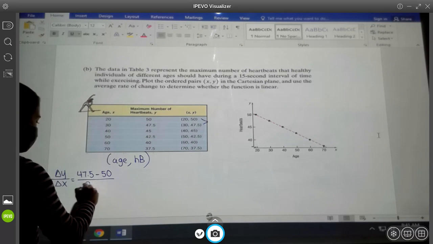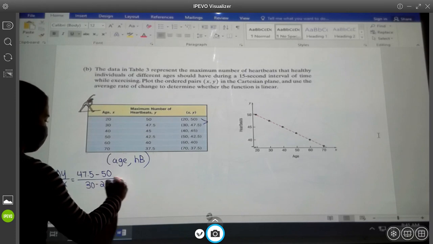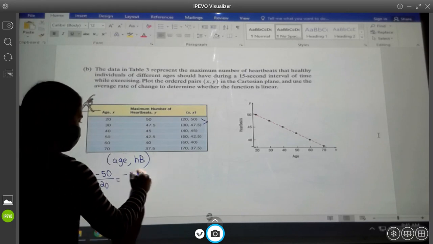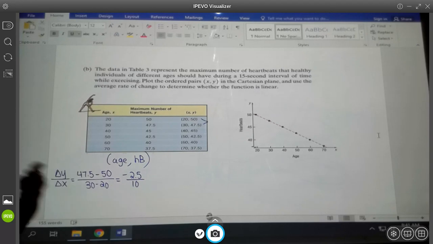Would I have to do one for each of these? So here's the thing. Technically, you have to prove that all of the data points have the exact same rate of change. But once you know what the slope is, like right now, the heartbeats are going down by 2.5 heartbeats for every 10 years of age.